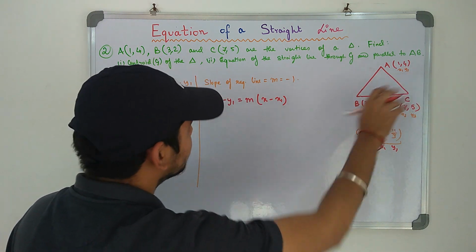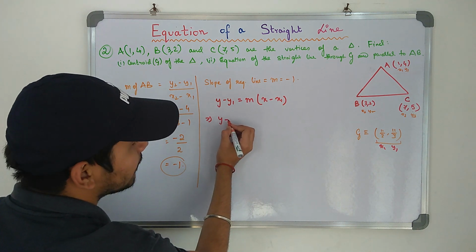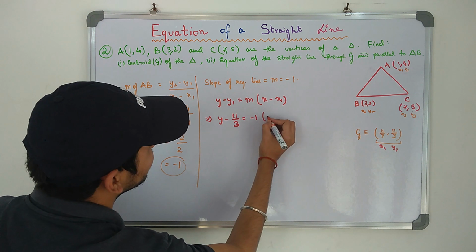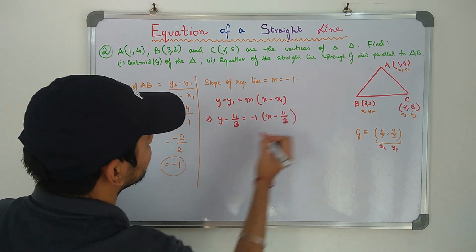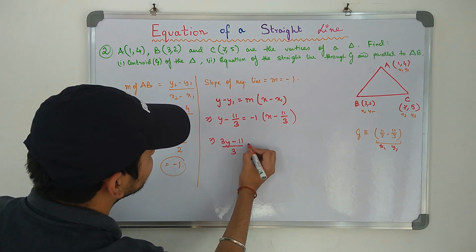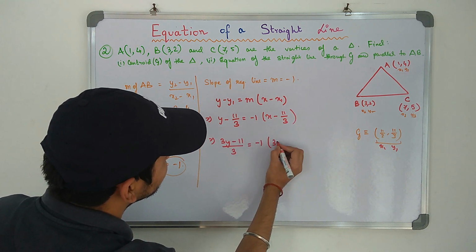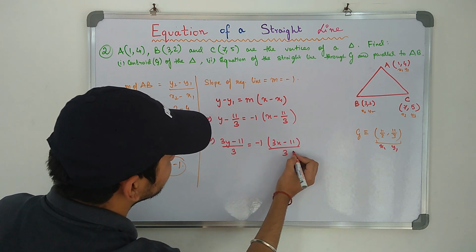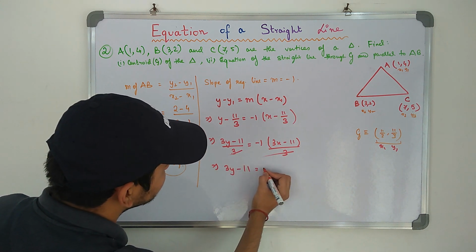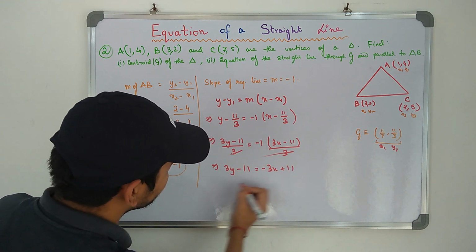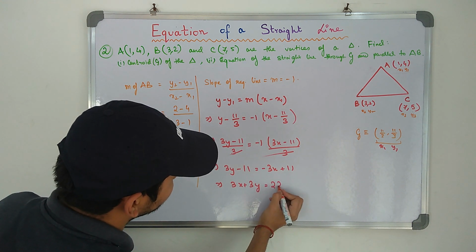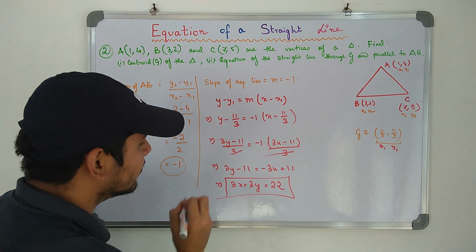So y minus 11 by 3 is equal to m, which is minus 1, into x minus 11 by 3. Let's calculate it out. 3y minus 11 by 3 is equal to minus 1 into 3x minus 11 by 3. This 3 and this 3 will get cancelled out. So we get 3y minus 11 is equal to minus 3x plus 11. Therefore 3x plus 3y is equal to 22, the equation of the required line.